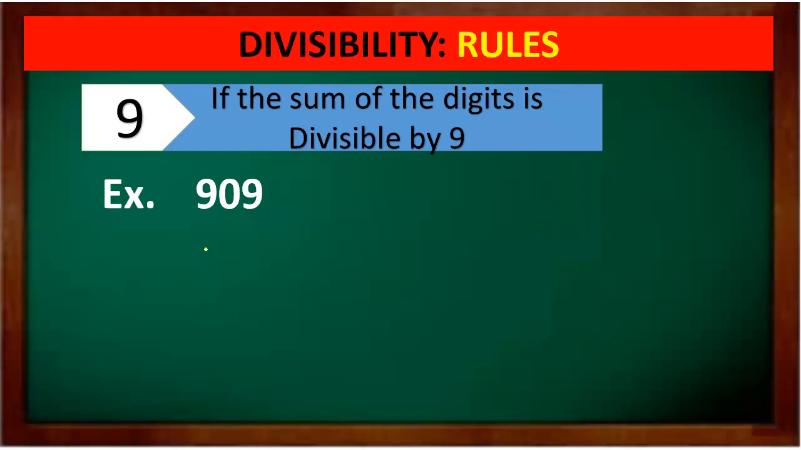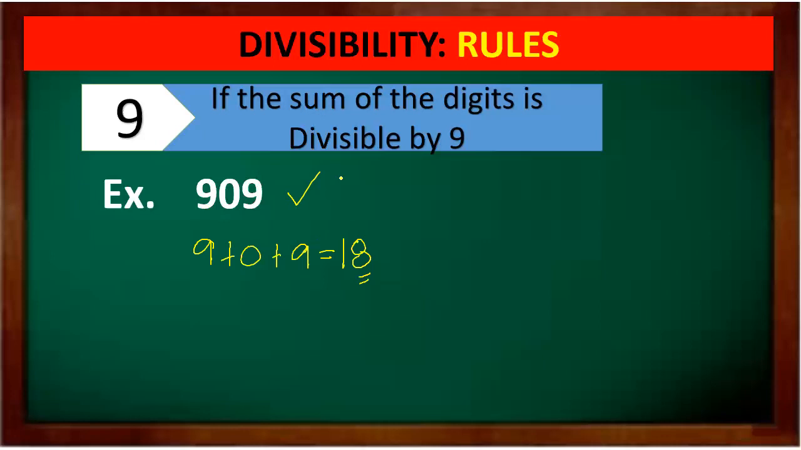Okay, so let's try. Given 909, so 9 plus 0 plus 9, that is actually equals to 18. Is 18 divisible by 9? Yes, because when you divide 18 by 9, that will give you 2 and there's no remainder. So therefore, 18 is divisible by 9. Okay? So, kung divisible ang sum ng tatlong digits by 9, therefore, the number is also divisible by 9. So, therefore, 909 is divisible by 9. Okay? So, next is we have the last.